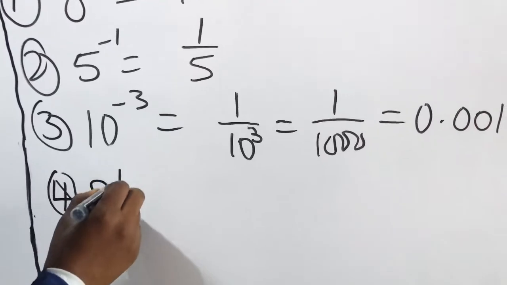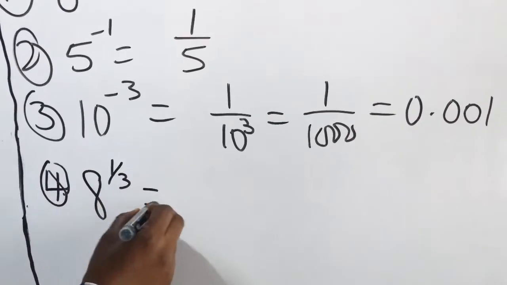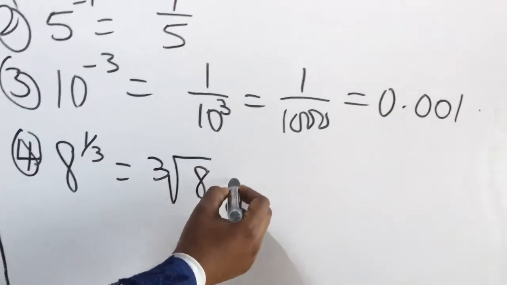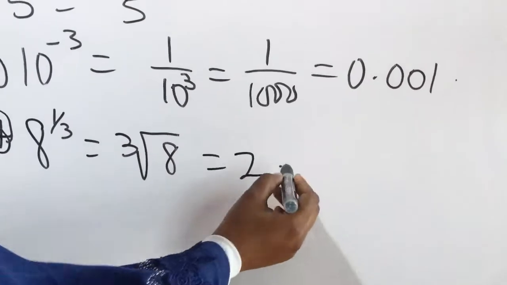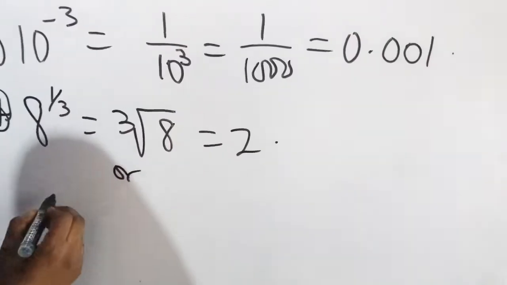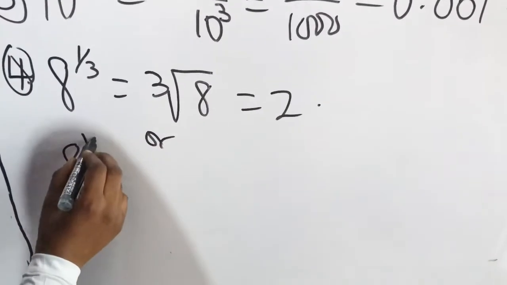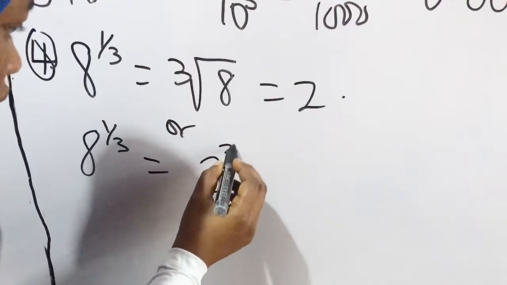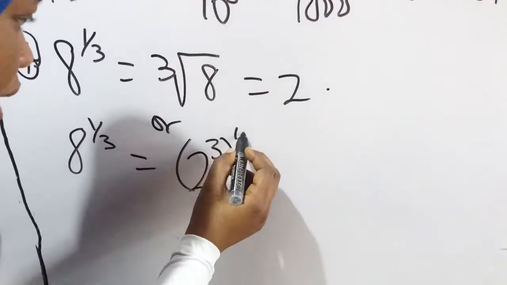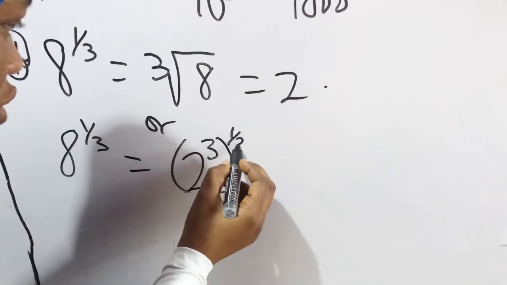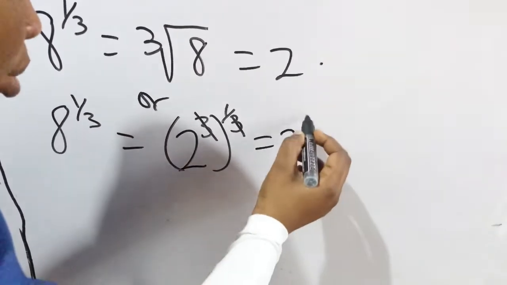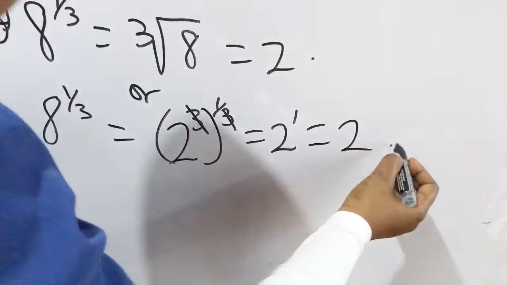8 raised to the power of 1 over 3 will be equal to the cube root of 8, and the cube root of 8 is equal to 2. Or you can just say that 8 raised to the power 1 over 3 will be equal to 2 raised to the power 3, which is 8, raised to the power of 1 over 3. So we cancel 3, and we have 2 raised to the power 1, which is equal to 2.